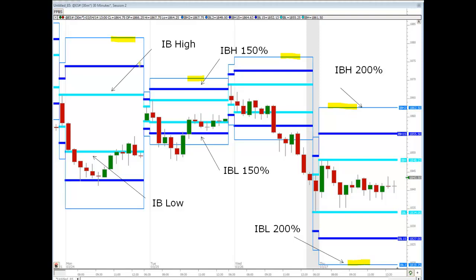Now they vary and fluctuate because it all depends on what the actual initial balance is. If we get a wide initial balance like we did here, the initial balance 200 will be quite a bit higher than if we were to get a narrow initial balance like we did on this day. Notice how close the 200% is to the actual initial balance. So the range of the initial balance naturally will influence where the 200 and the 150 are going to be.